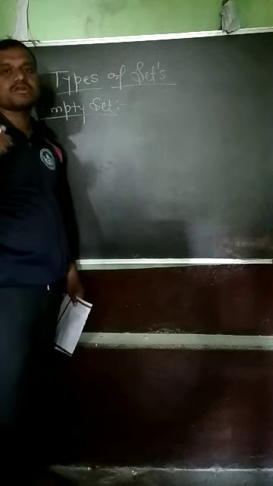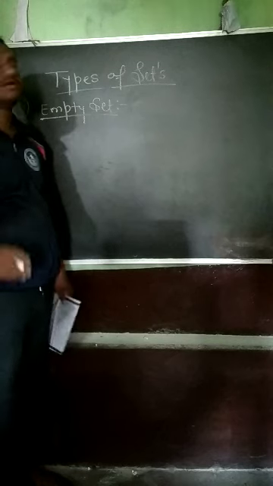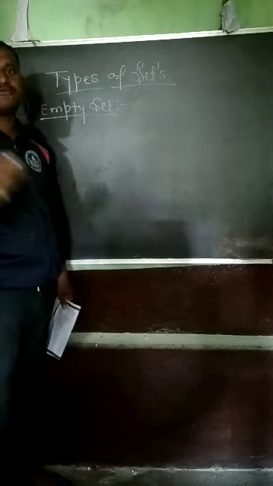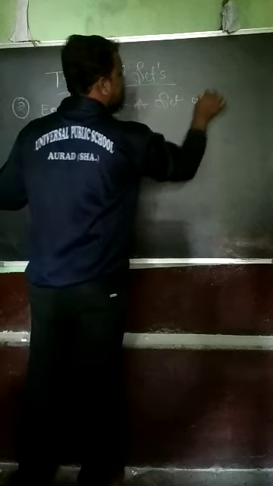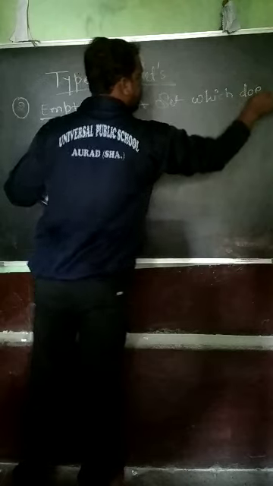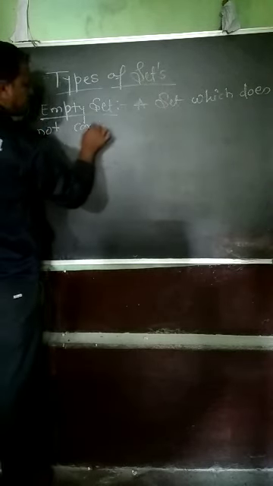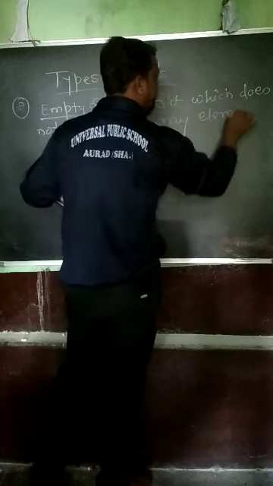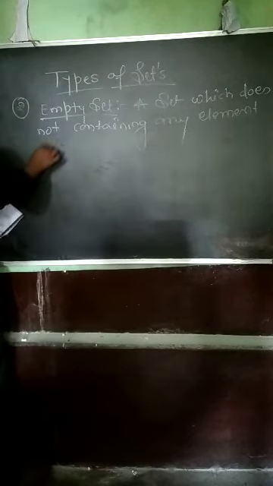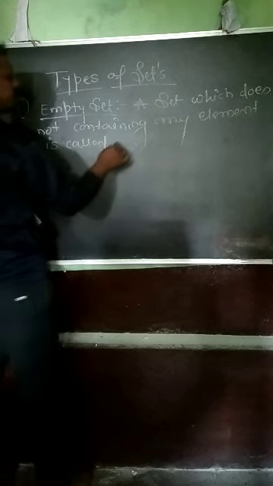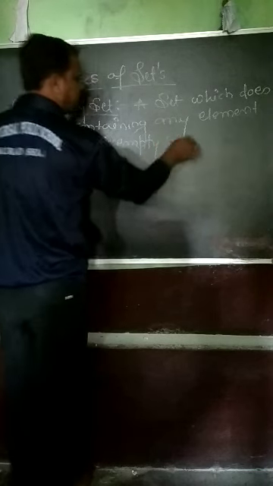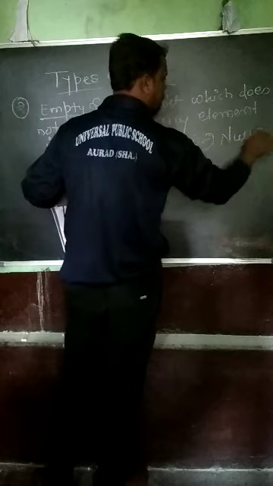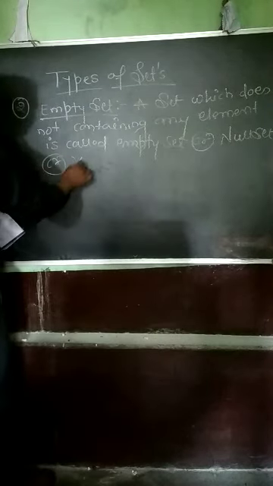Next is the empty set. What is an empty set? A set which does not contain any element or member is called an empty set, or null set, or void set.